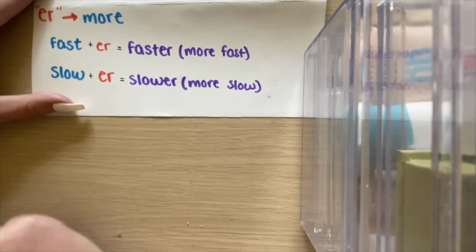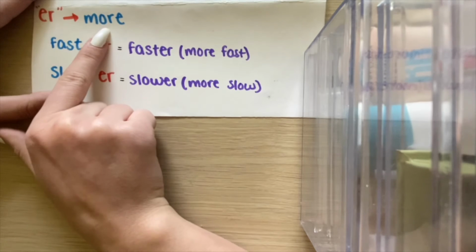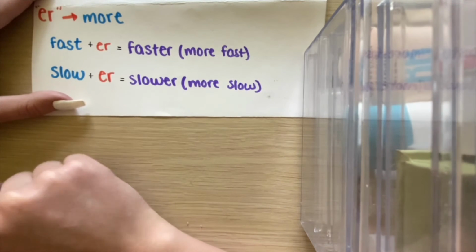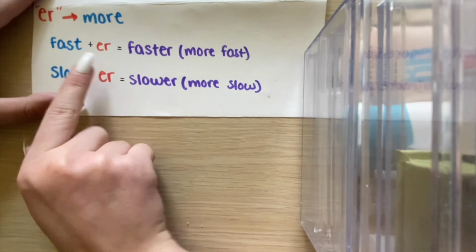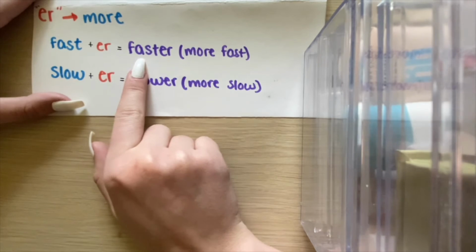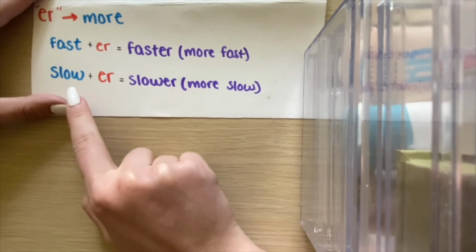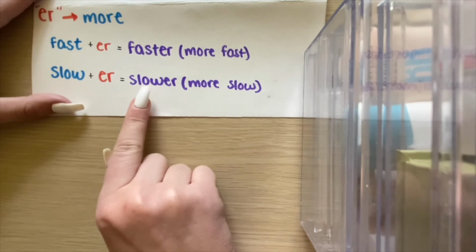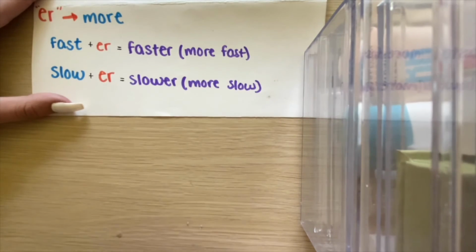Let's move on to our first suffix. Our first suffix is er, which means more. Remember that suffixes go at the ending of a word. For example, if we have the word fast and add er to the end, we would have the new word of faster, which means we are going more fast than we were going before. Another example would be if we had the word slow and added the suffix er, we would have the word slower, which means we'd be going more slow than we were before.